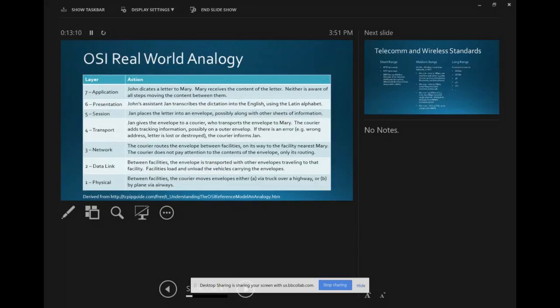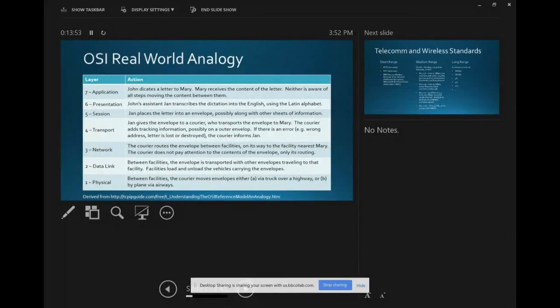So to give you an analogy of how all these layers work, let's say John wants to dictate a letter to Mary. So he dictates the letter, and what Mary gets is the content of the letter, and neither one of them is aware of everything that went on to get the letter from John to Mary. Well, let's say, for example, that John speaks Russian. He doesn't speak English. So in the presentation layer, one of his assistants, let's say Jan, actually has to transcribe his message into English so that Mary will be able to understand it. That's what is meant by a presentation layer. It's making that message understandable to both sides.